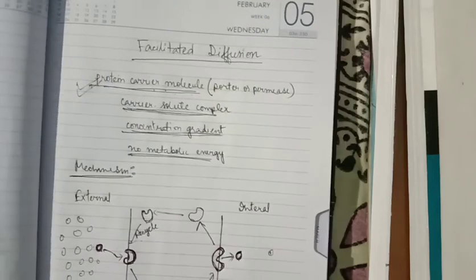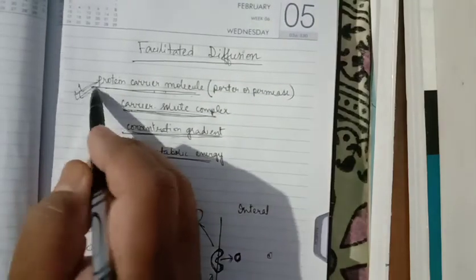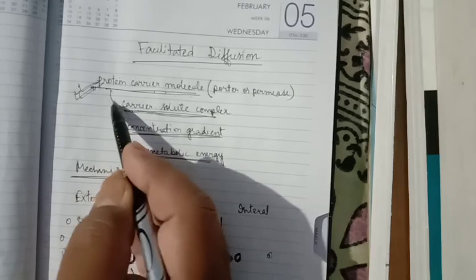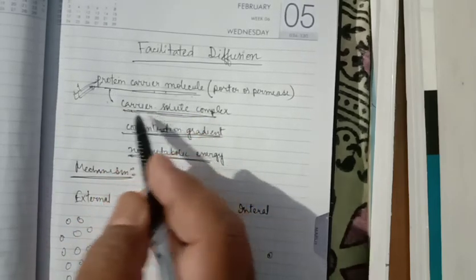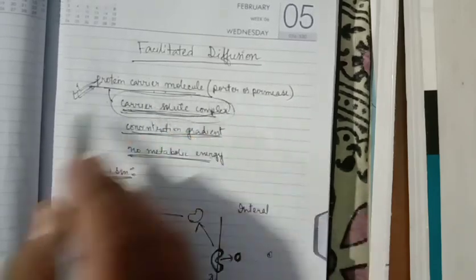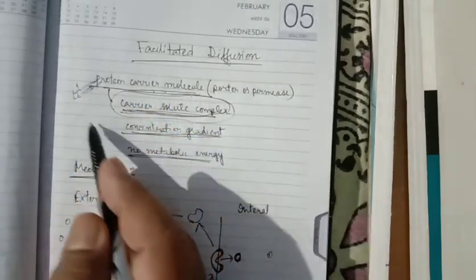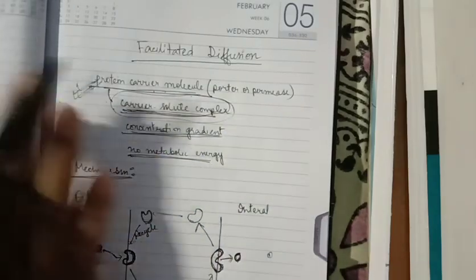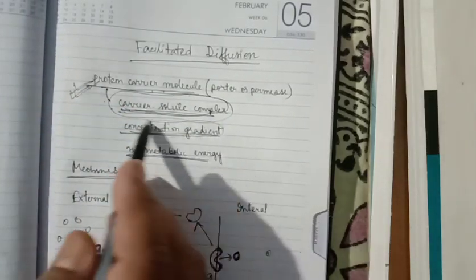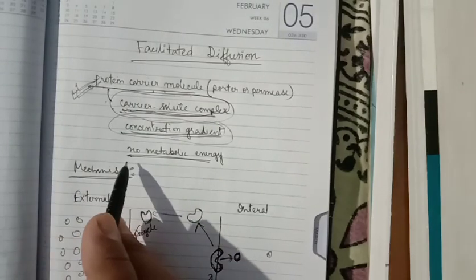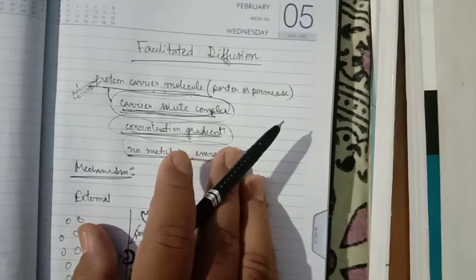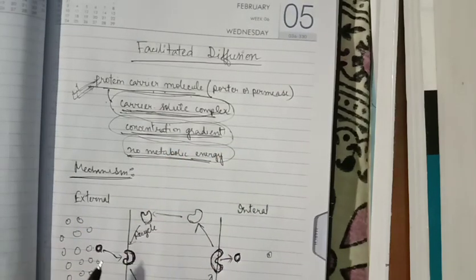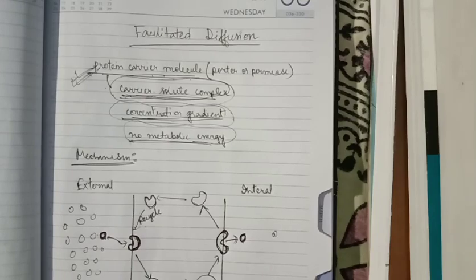So that is facilitated diffusion. In facilitated diffusion there will be a protein carrier molecule which binds to the solute molecule and forms a carrier solute complex. Then movement of molecules from outside to inside happens along a concentration gradient, where no metabolic energy like ATP is required, and the mechanism is this. Okay, clear? Thank you.